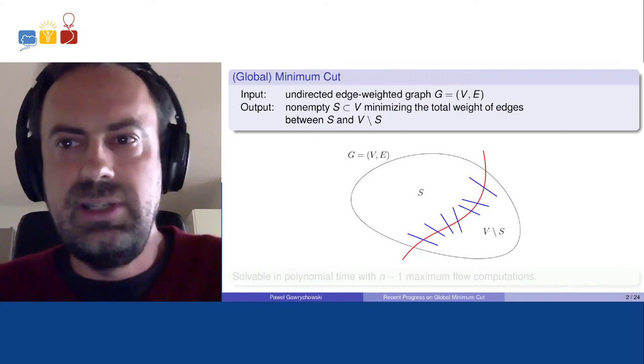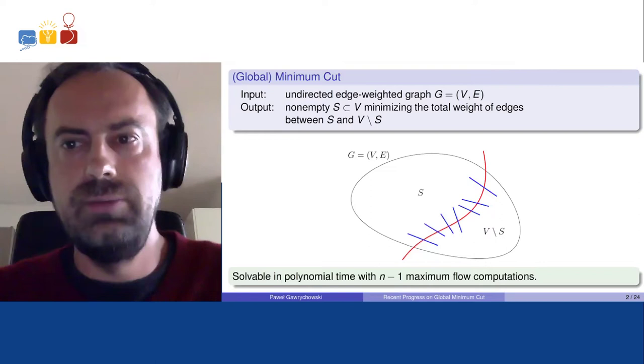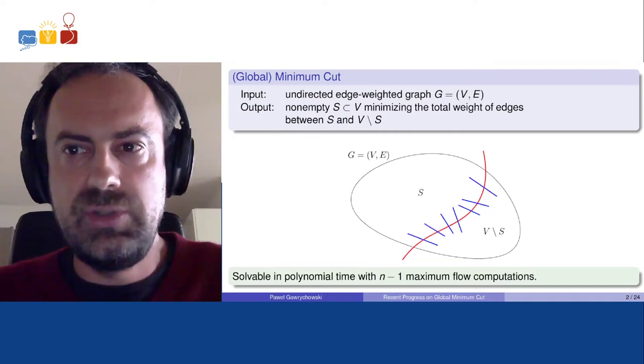And when you think a little bit, you can see that actually you only need N-1 such invocations. So you fix one node and you say that this is in S, and then you try all other nodes as the possible node not in S. So you have N-1 maximum flow computations. And now you plug in your favorite maximum flow algorithm and hopefully it's accepted.